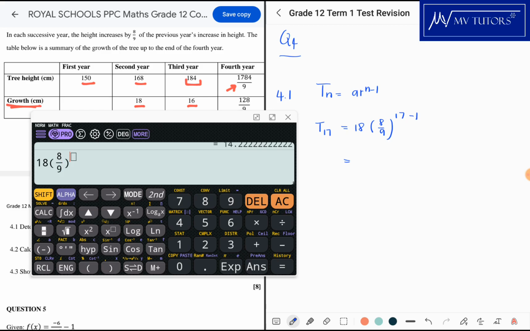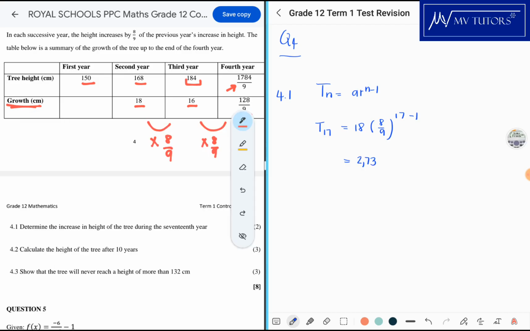Alright, so that is to the power 16. That's 17 minus 1. Okay, so we get an answer there of 2.73 centimeters. Alright, so on the 17th year, that is the growth, or the increase in height, and that you get your 2 marks.